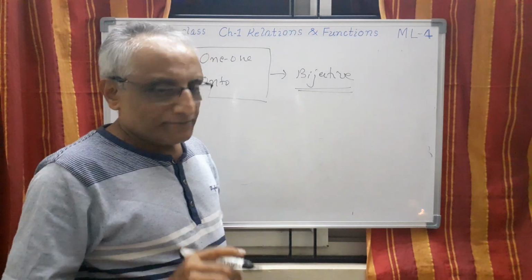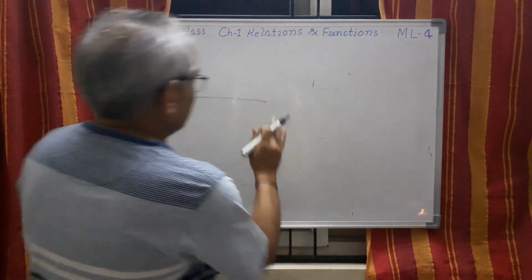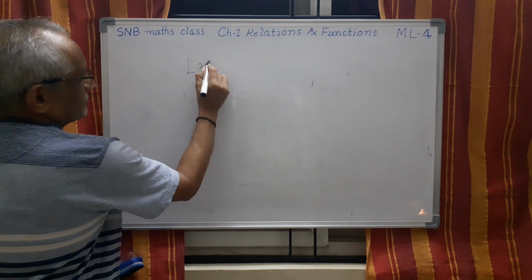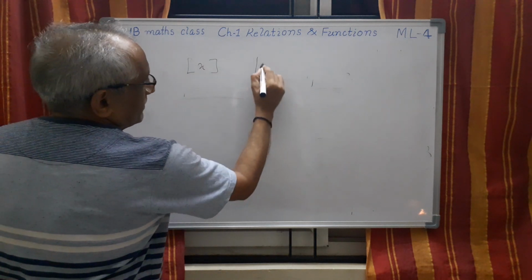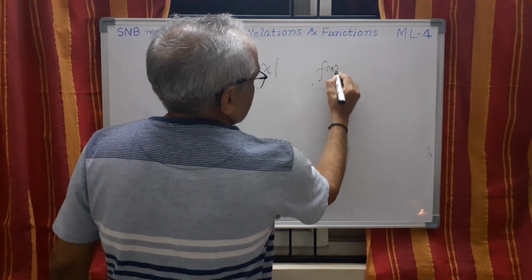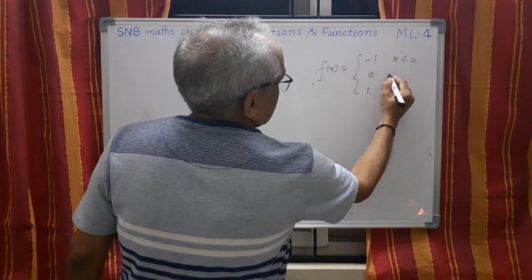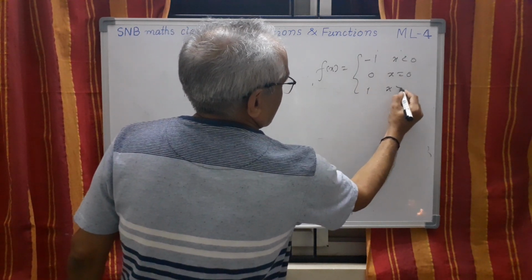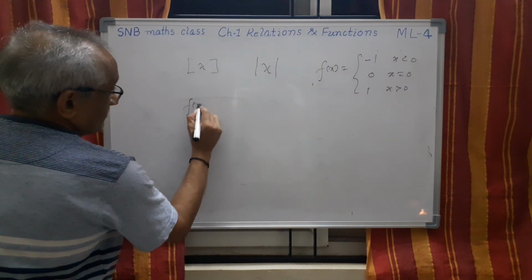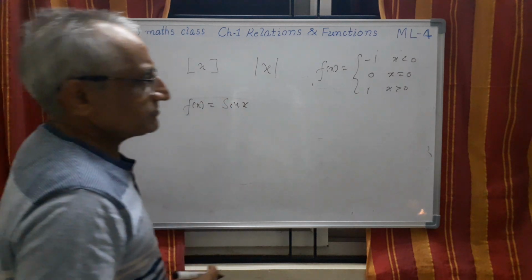In the first PUC, you have studied a lot of functions in the second chapter. For example, let me make a mention of it. The greatest integer function we have taken. Then the mod function. Then the signum function, for example f of x equals minus 1, 0, 1 for x negative, x equal to 0, and x positive. And we can even take f of x equals sin x. Trigonometric functions we have studied. So a lot of such functions we have studied.